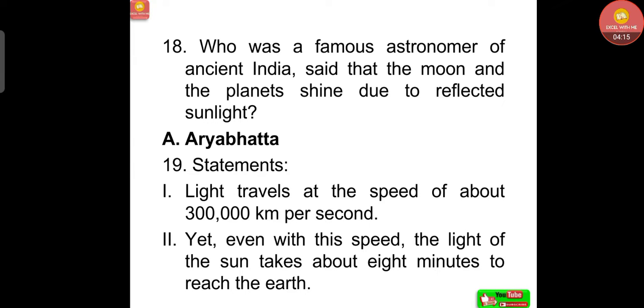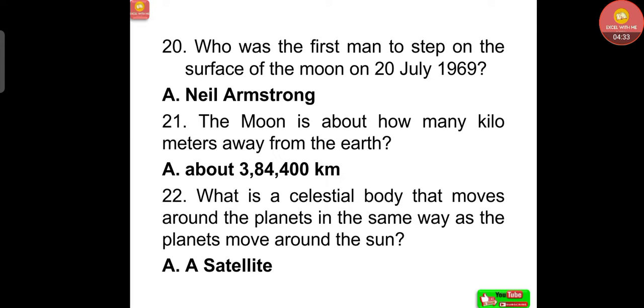Now let's see the statements again. Light travels at the speed of about 300,000 kilometers per second. Yet even with this speed, the light of the sun takes about 8 minutes to reach the earth. Who was the first man to step on the surface of the moon on July 20th, 1969? That was Neil Armstrong.